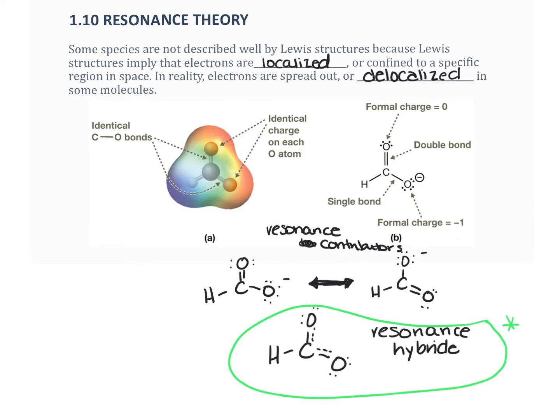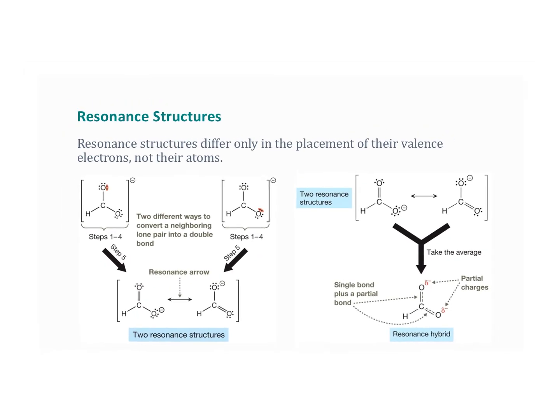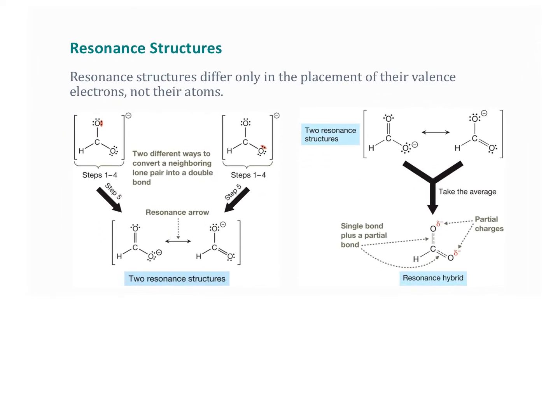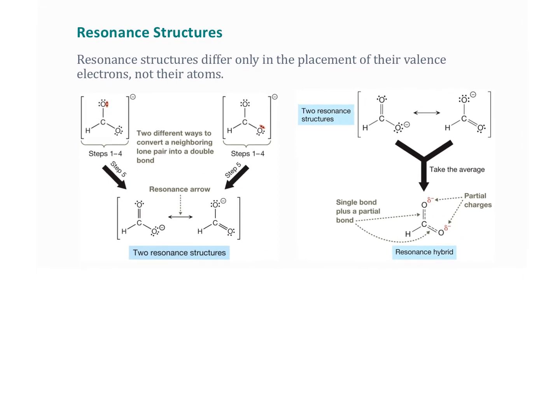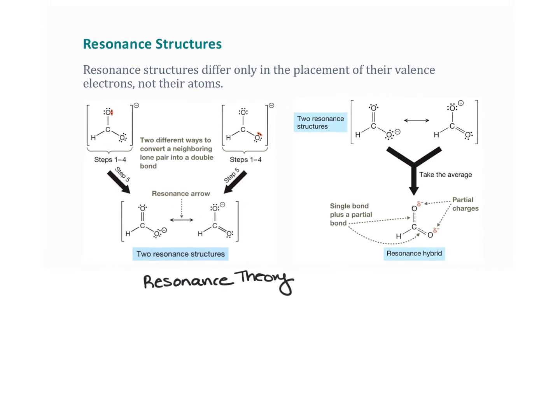One of the things that's really important is that resonance structures only differ in their placement of their electrons. Their atoms are never going to move, right? And so we use resonance theory to help us draw good resonance structures.